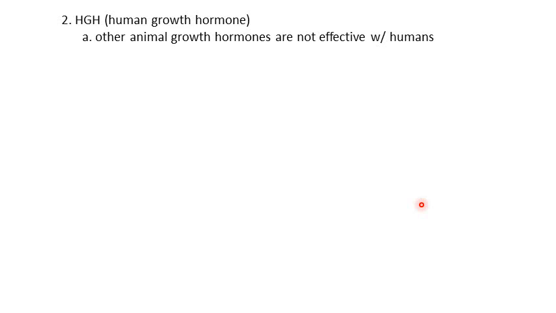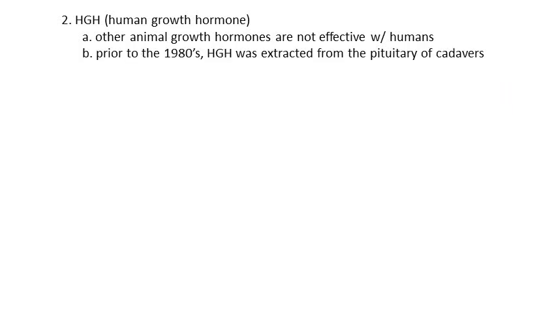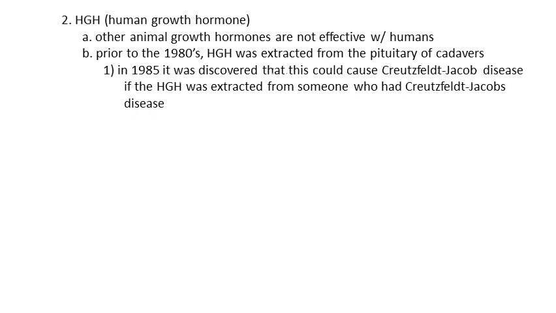Now, HGH, human growth hormone, is another hormone. There are other animal growth hormones, but they have a little different shape. They're not as effective with humans. Prior to the 1980s, HGH was actually extracted from the pituitary of cadavers, but there was a real drawback to that because in 1985 it was discovered that this could actually lead to the development of Creutzfeldt-Jakob's disease if the HGH was extracted from someone who had had the disease.